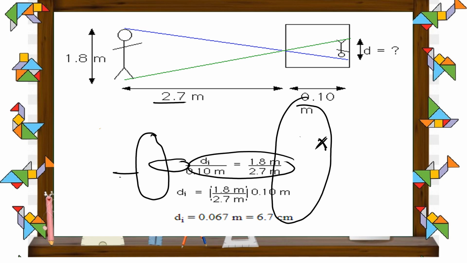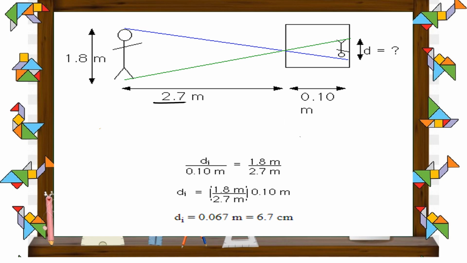Okay, let me erase first that one. Okay, so looking at this example, you will be able to see that the height is 1.8, that the distance of the person to the camera is 2.7 meters. Then you have here the 0.10. The missing one is the other side. Okay? So, to be able to find that, that is your distance 1, which will be your camera. So, distance 1 over 0.10. Okay, 10 centimeters is the given.